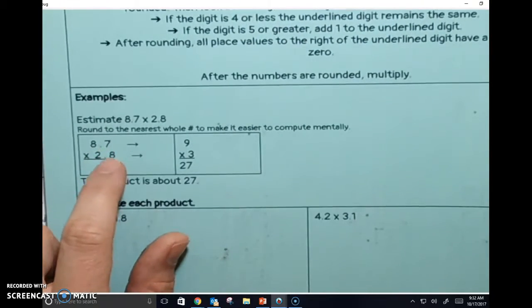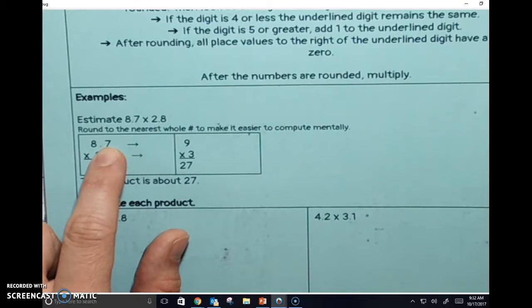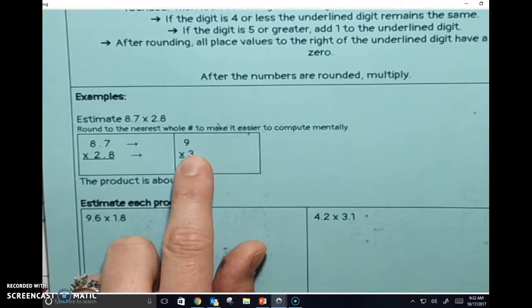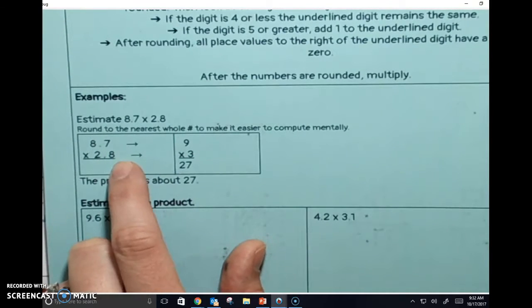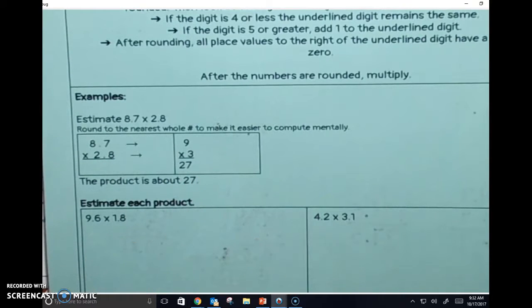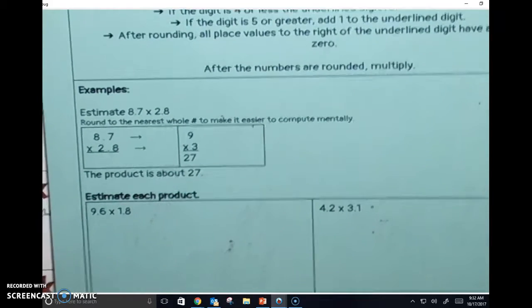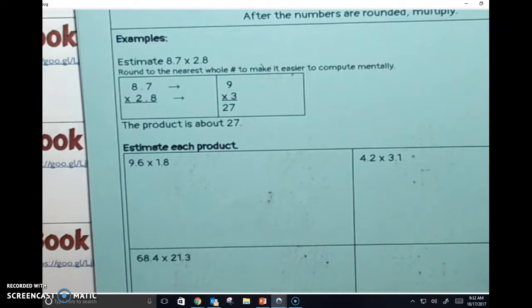So if we look here at the example, I have 8.7. 7 means go up, so I'm changing it to 9. And then 2.8 goes up, and we get 3. So 9 times 3 is 27. Wait, what? Easy. 9 times 3 is 27.